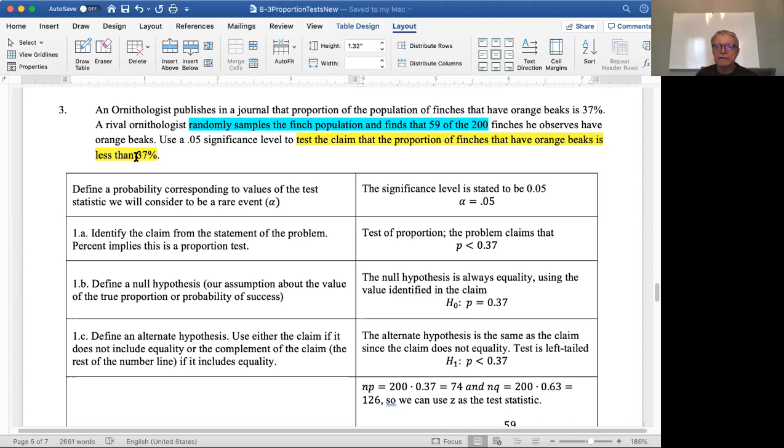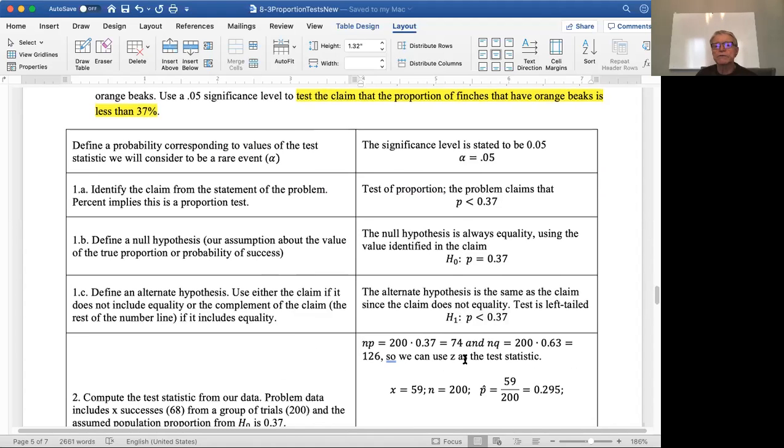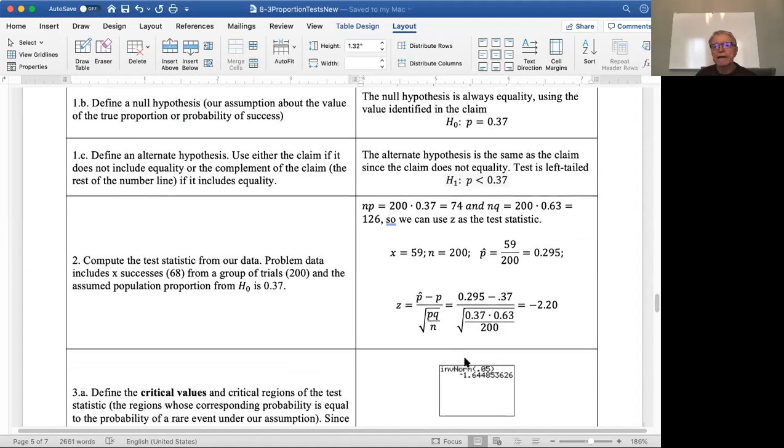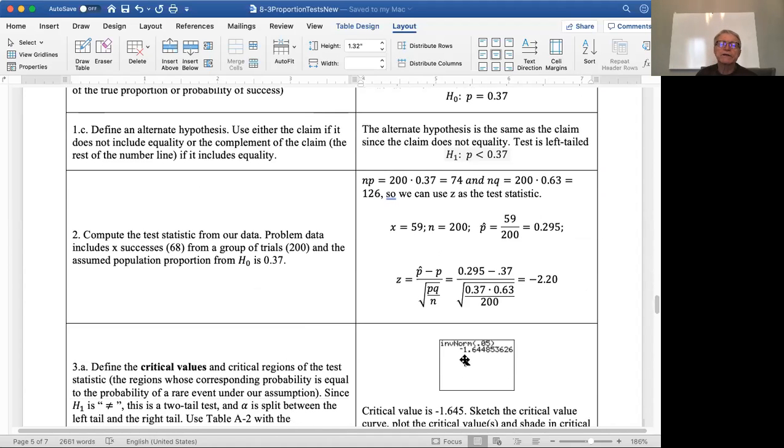37% basically screams proportion. So we know we're dealing with p as a parameter, and the value is 0.37, and less than is a relationship. So the claim is p less than 0.37. We're also given alpha here. I didn't highlight that part right there. So we got alpha, and we got the claim. We can find the null and the alternate. I'll leave that up to you because we covered those pretty well in the 8.2 videos.